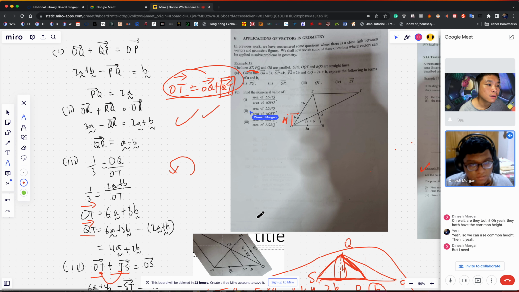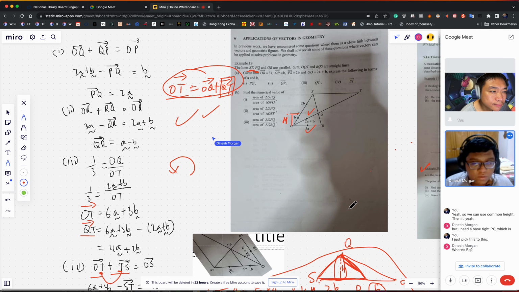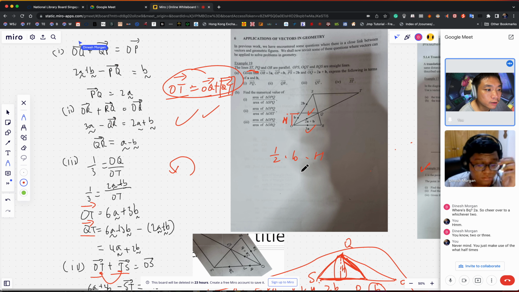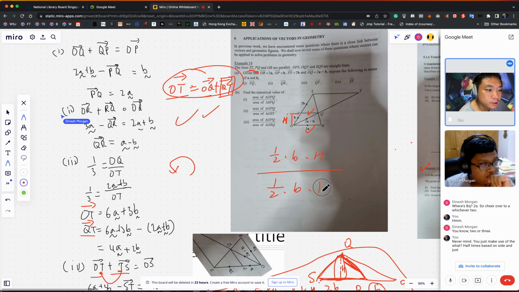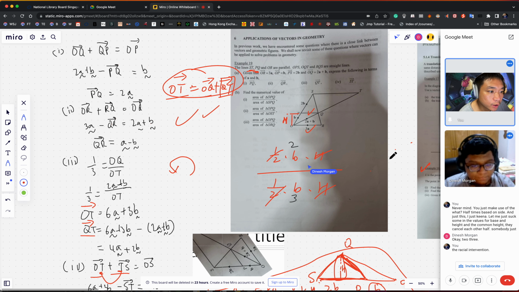I need the base, right? PQ, which is just this to this. Where's PQ? 2A. So 3A over 2A, 3 over 2. Never mind, you just make use of half times base times height. Just sub in the values for base and height, and the common height cancels out. So it's just the ratio between the bases.